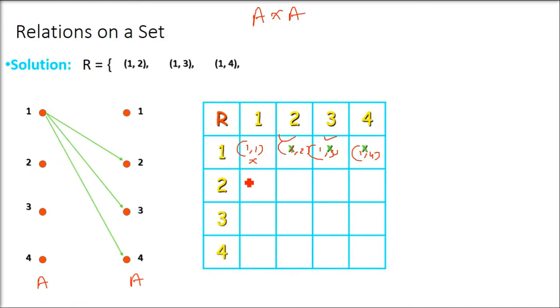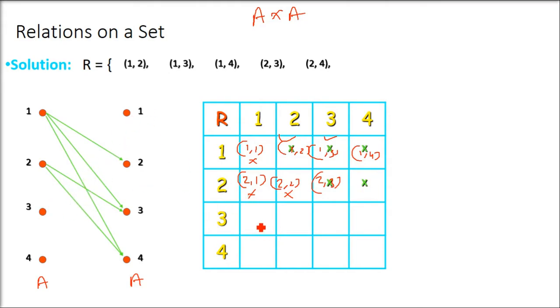Now 2, 1. No, 2 is not less than 1. Cross. 2, 2. No. 2 is not less than 2. We won't take it. 2, 3. Yes. 2 is less than 3. We have to take it. We'll put a cross here. Green cross. 2 is less than 4. Yes, absolutely. 2, 4 we are going to take.